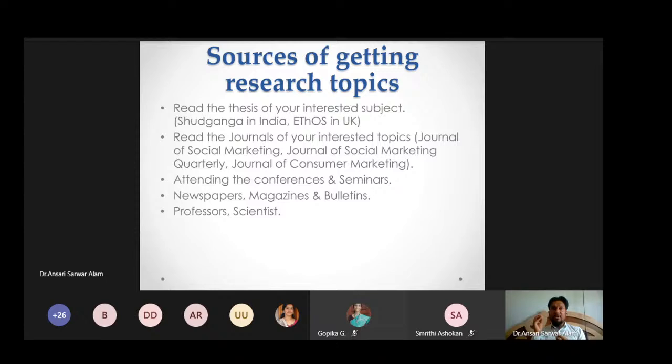So newspaper will give you an idea. Newspaper will give you a topic, and you can further go into the depth of the topic and connect it with the research work. Similarly, magazines and bulletins will work in the same way. And last but not least, if you want to know about research topics, you should have words with the professors. Not only with the professor who is your most favorable, you should have words with professors who have expertise in the research field with regards to your interested subject.